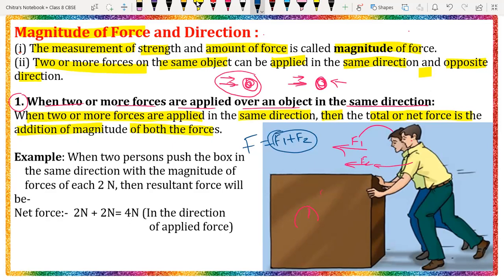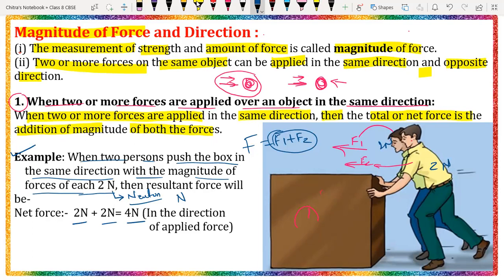Let me go to the example first. Two persons push a box in the same direction, as we can see in the diagram, and the magnitude of each force is 2 N. What does N mean? It is the Newton, the unit of force, and we represent it as N. Suppose one person applies a force of 2 Newton and the other applies a force of 2 Newton. So the resultant force will be 2 N plus 2 N equals 4 Newton.